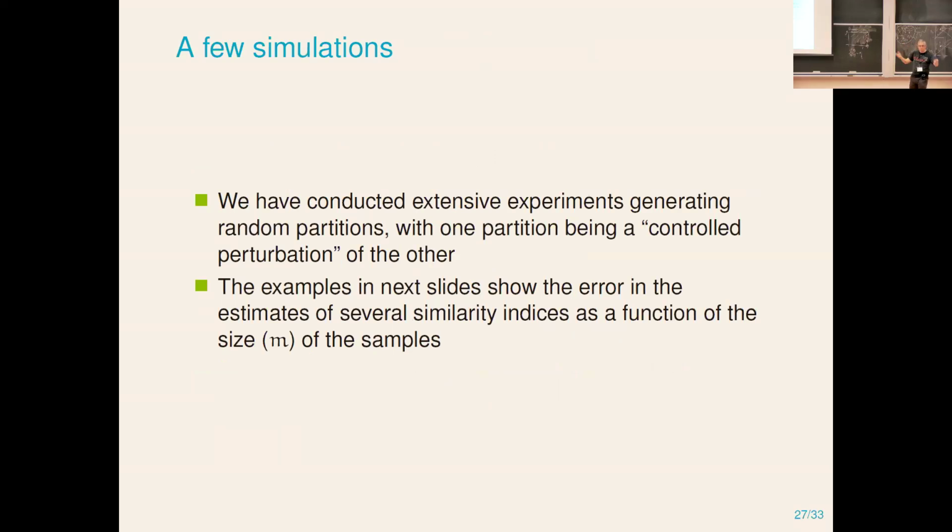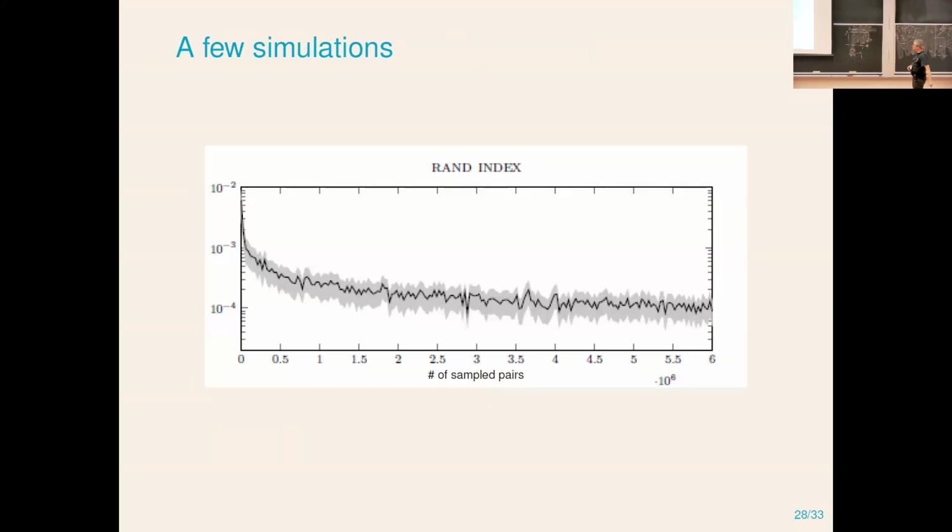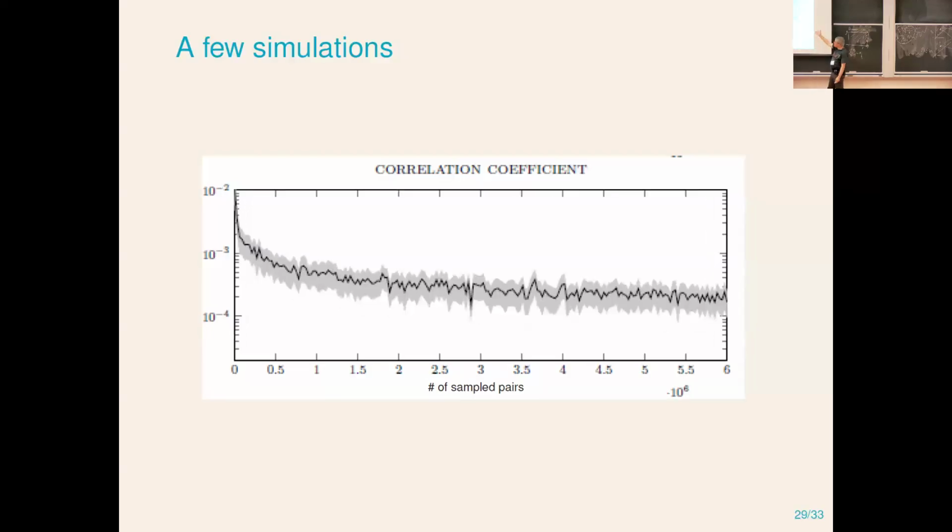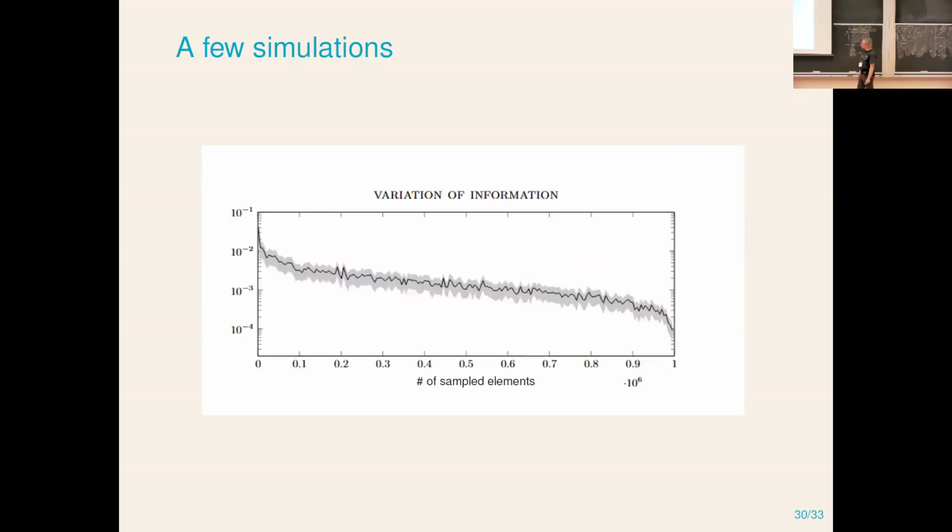We have conducted also many experiments, and here you have, for instance, the error with the Rand index as we make the number of sample pairs grow. Same thing for the correlation coefficient. You have also the standard deviation. This is for variation of information. Here it is not the number of pairs, it's the number of elements that we sample. Eventually, when you sample everyone, you get an error of 0.